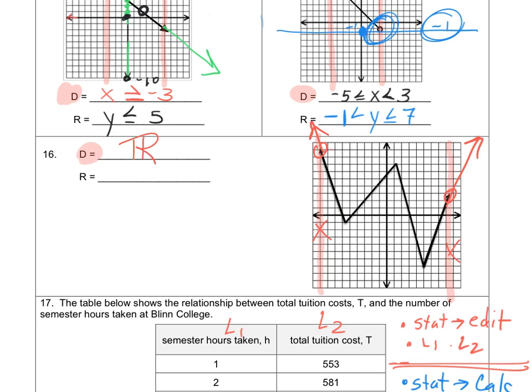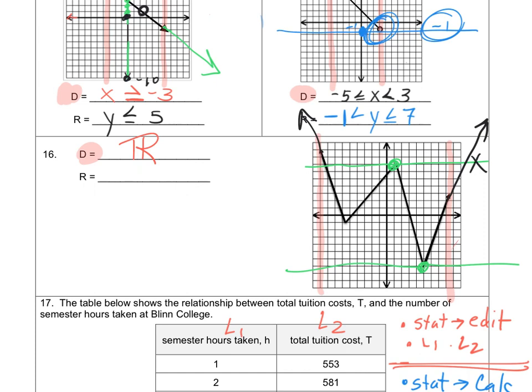However, when it comes to range, kids often miss this one, okay? Range is the y values. So they look and they draw a line here and they draw a line here because that's the highest point and the lowest point. The problem is, if you notice, the graph keeps going.